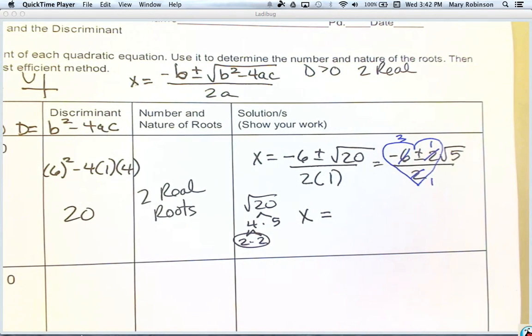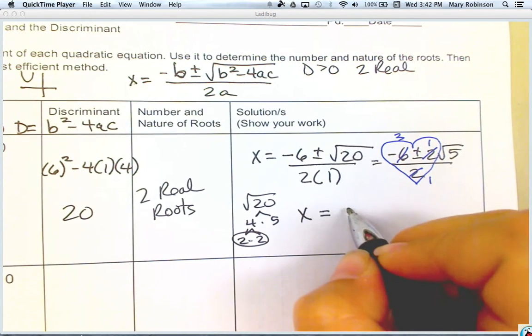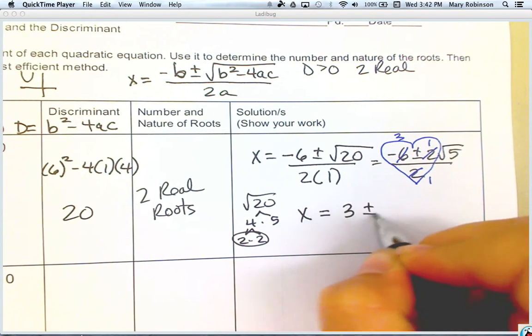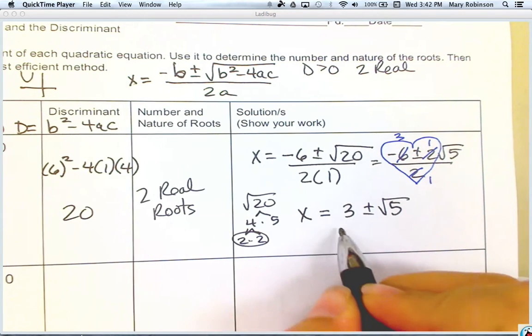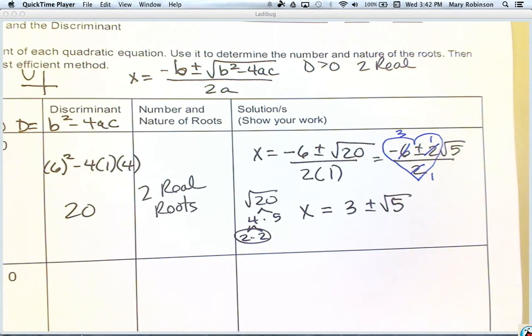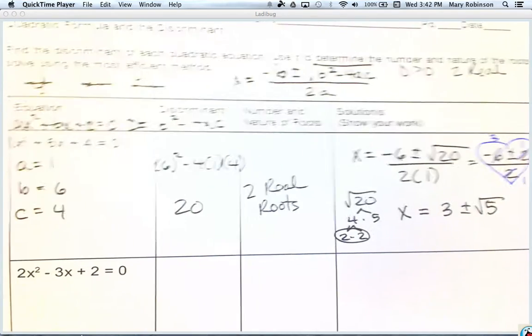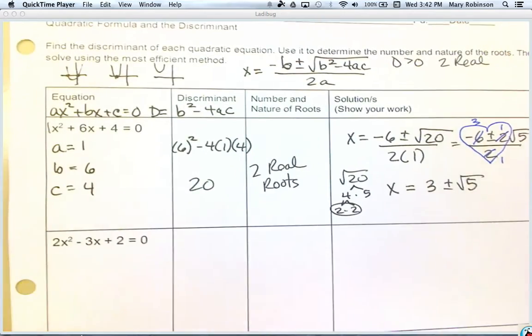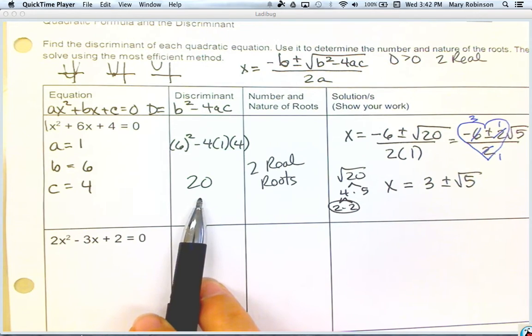and 2 ones. So that means for our final answer, we'll have 3 plus or minus the square root of 5. We do not need to put it over an understood 1, since if we divide by 1, we just get the numerator. Okay? So that's the first case. That's when we have a discriminant value greater than 0.